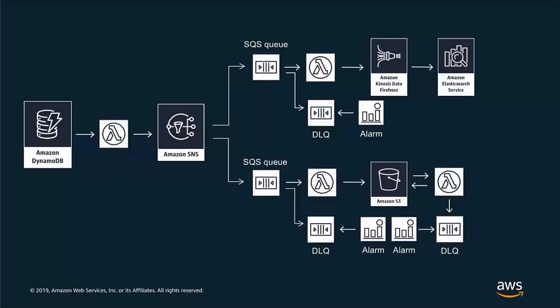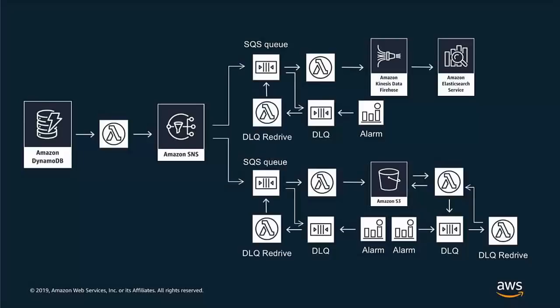Now, in a production scenario, if those alarms go off and notify you, what do you do? You'll need to troubleshoot what issue was causing the messages to repeatedly fail and fix it. Then, once the issue is resolved, you'll need to redrive the failed messages again. We can do this by attaching a Lambda function to the DL queues that will redrive DL queue messages back to the original SQS queue.